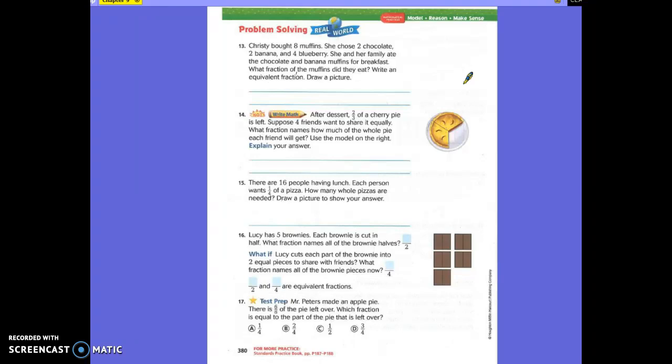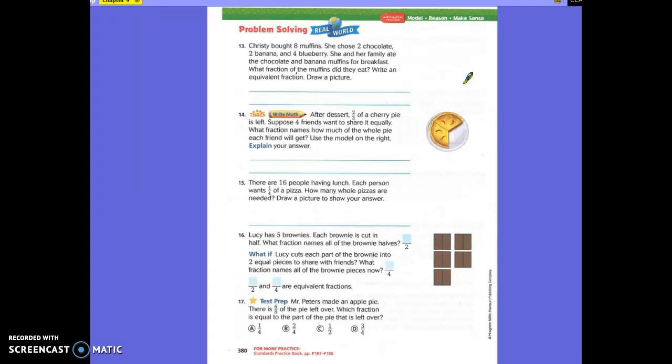Okay, Chrissy bought 8 muffins. She chose 2 chocolate, 2 banana, and 4 blueberry. She and her family ate the chocolate and banana muffins for breakfast. What fraction of the muffins did they eat? Write an equivalent fraction. Draw a picture.